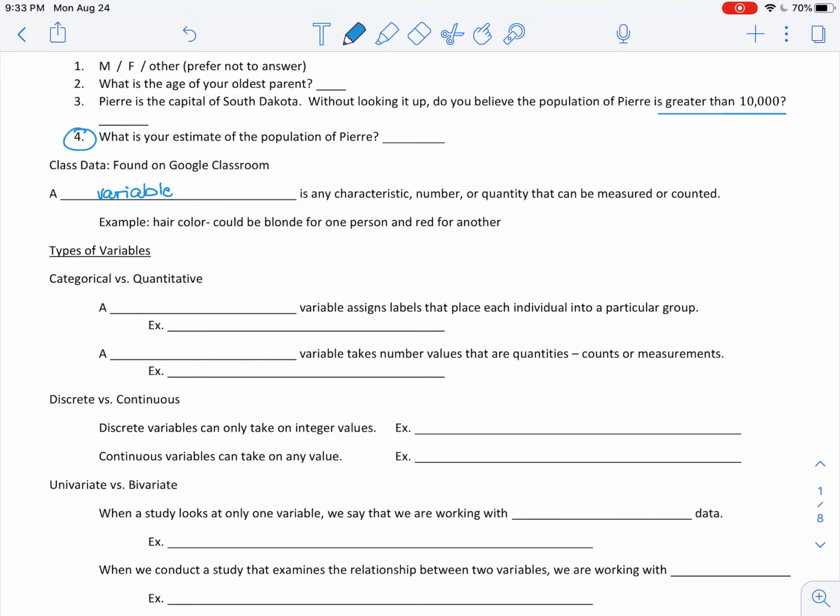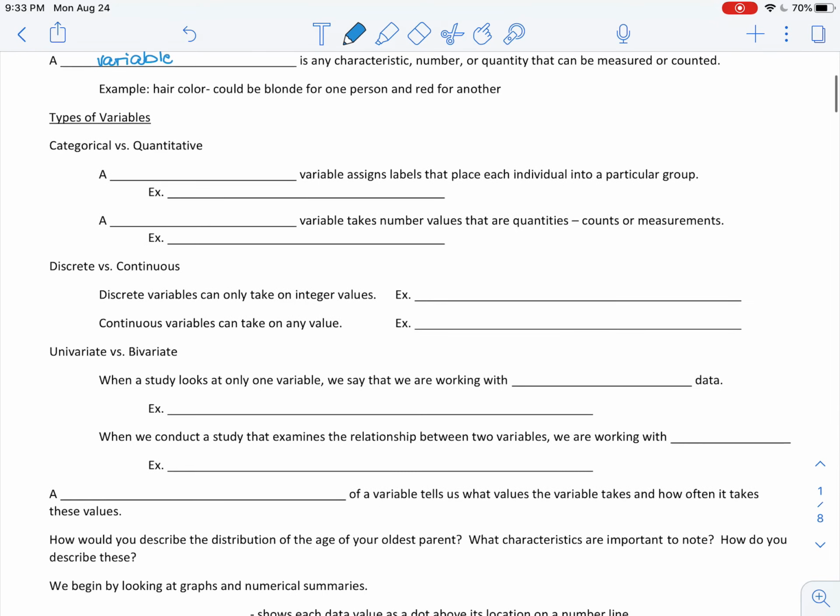So a variable is any characteristic, any number, or any quantity that can be measured or counted. So if I instead asked your hair color, that's a variable. Your estimate of the population of Pierre is a variable. The age of your oldest parent, your gender, those are all variables. We can further classify those into different types of variables.